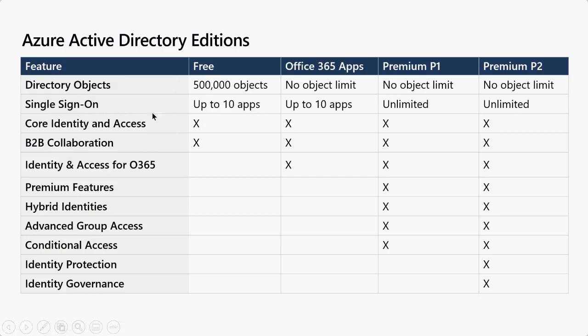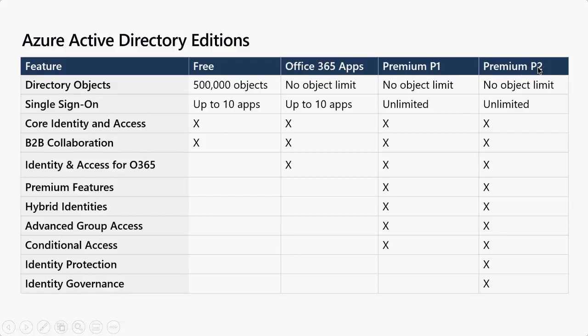And single sign-on offers you up to 10 applications. You can set up single sign-on, and core identity and access, B2B collaboration. These are all some of the useful features, right? Each feature comprises the Active Directory. So single sign-on is a feature, core identity and access is a feature, B2B is a feature, identity and access for Office 365 is a feature, hybrid, advanced groups, conditional access, identity protection, identity governance. These are all some of the useful features.